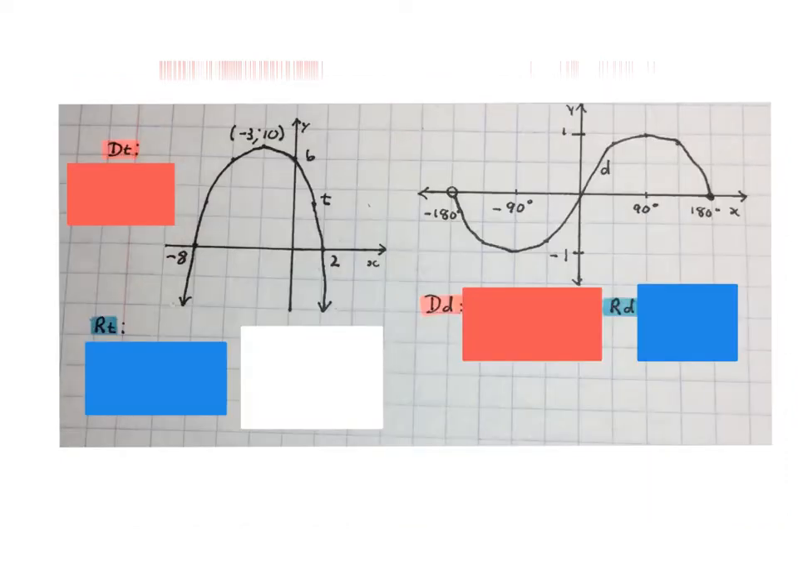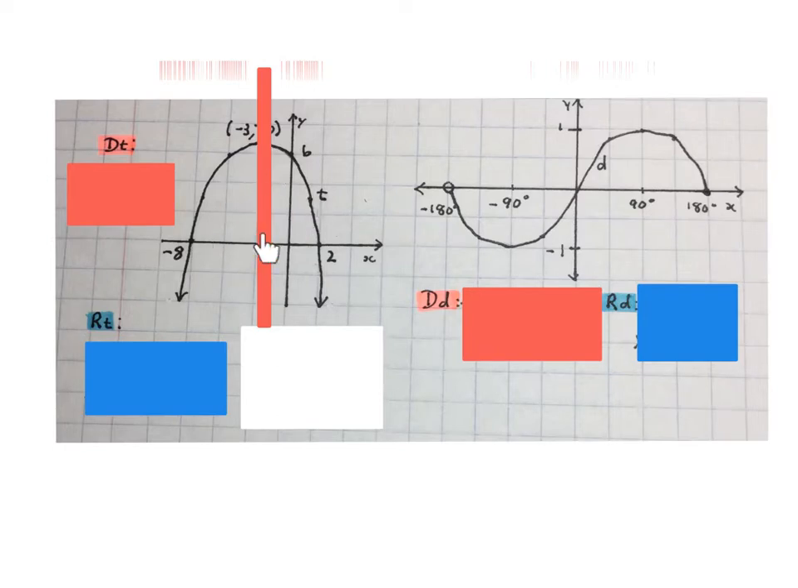Now let's do some actual graphs that you will run into. We have to determine the domain and range. This is a parabola called T, and this is a trig graph called D. Let's do the domain first. To find the domain of T, we draw a vertical line through it, move it left and right to see where it cuts the graph.